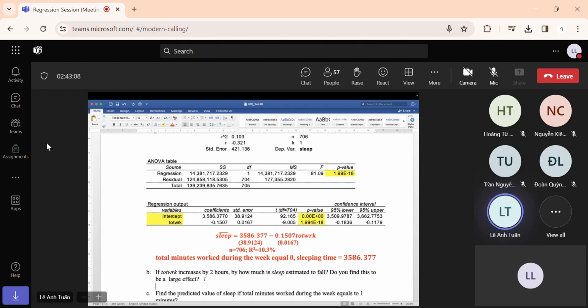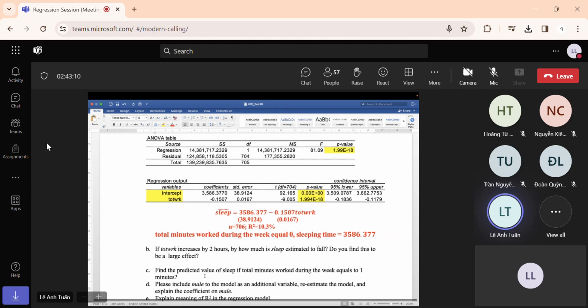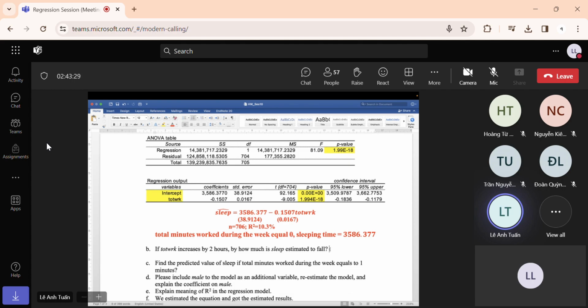And number 2: based on this model, if the total work increases by 2 hours, how much is sleep estimated to fall? So we don't need to confirm whether it is a fall or not. So 2 hours. How do we do part B? If the total work increases by 2 hours, how much is sleep estimated to fall?